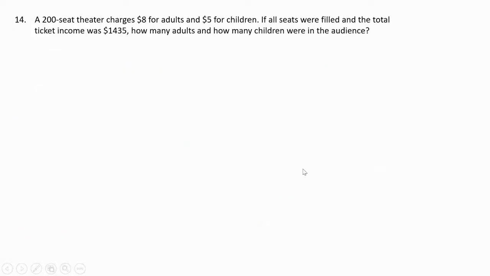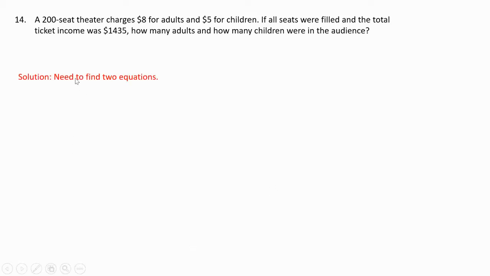Number 14. Okay, now, how do you apply solving systems of equations to real life? Here's an example. It says a 200-seat theater charges $8 for adults and $5 for children. If all seats were filled and the total ticket income was $1,435, how many adults and how many children were in the audience?